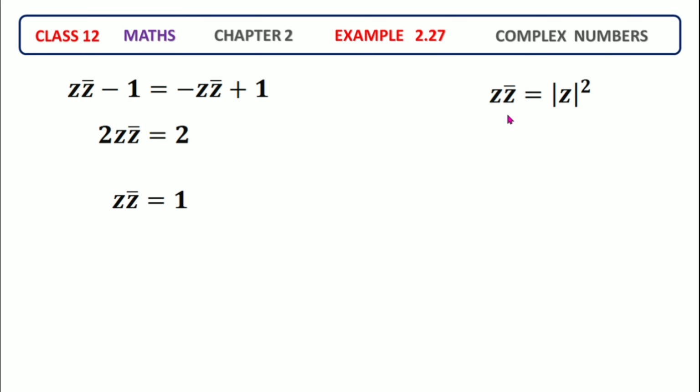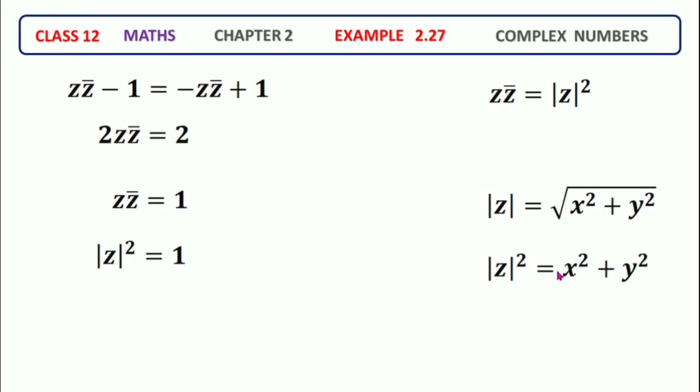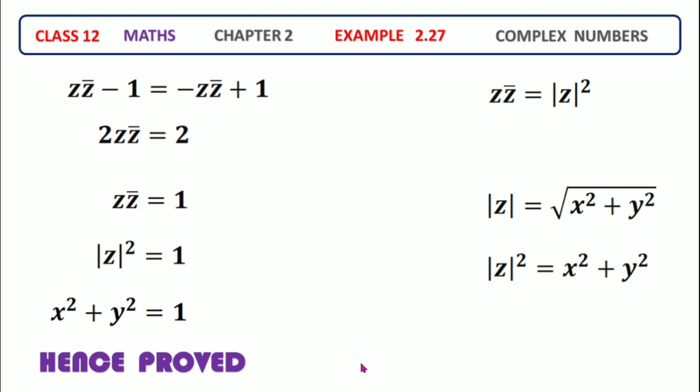So we have the formula: z into z bar is nothing but the modulus of z square, so modulus of z square is equal to 1. We have the formula for modulus of z, root of x square plus y square, so taking square on both sides, modulus of z square equal to x square plus y square is equal to 1. This is the required locus of P.